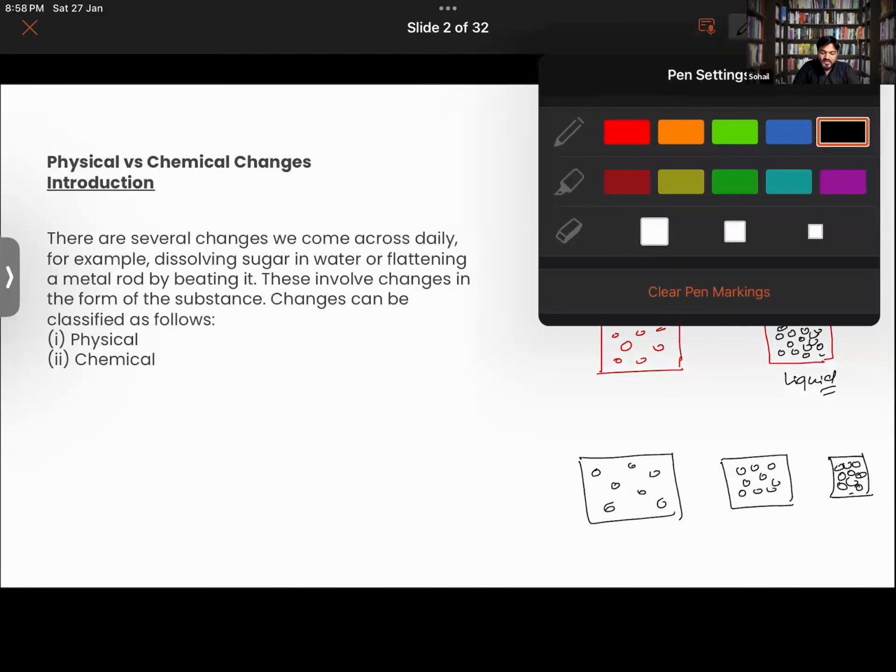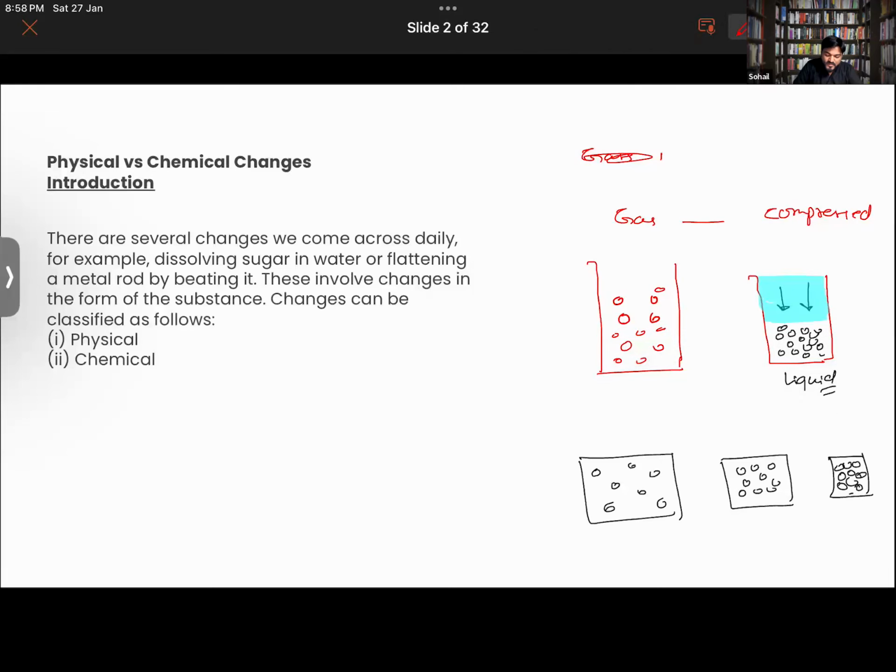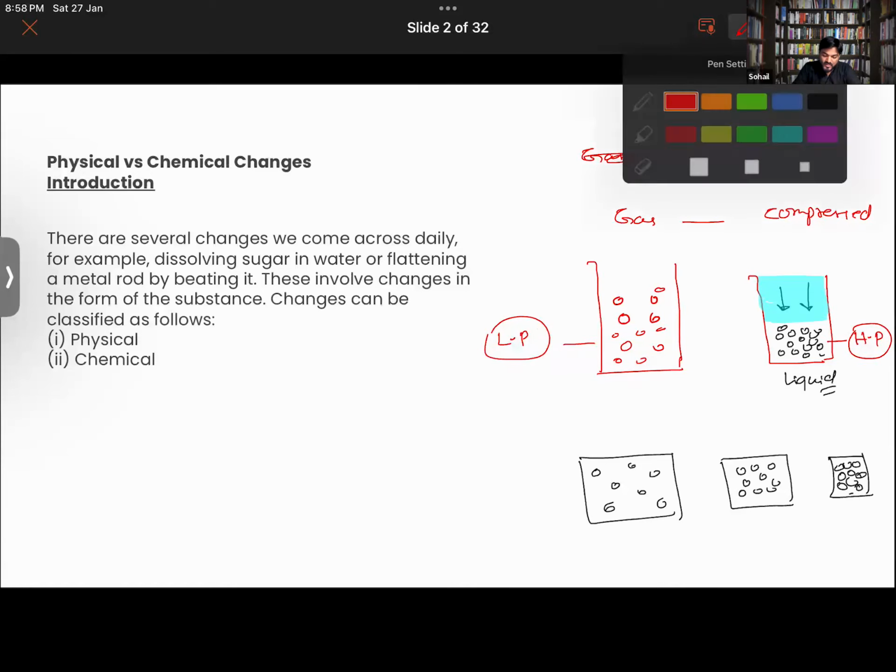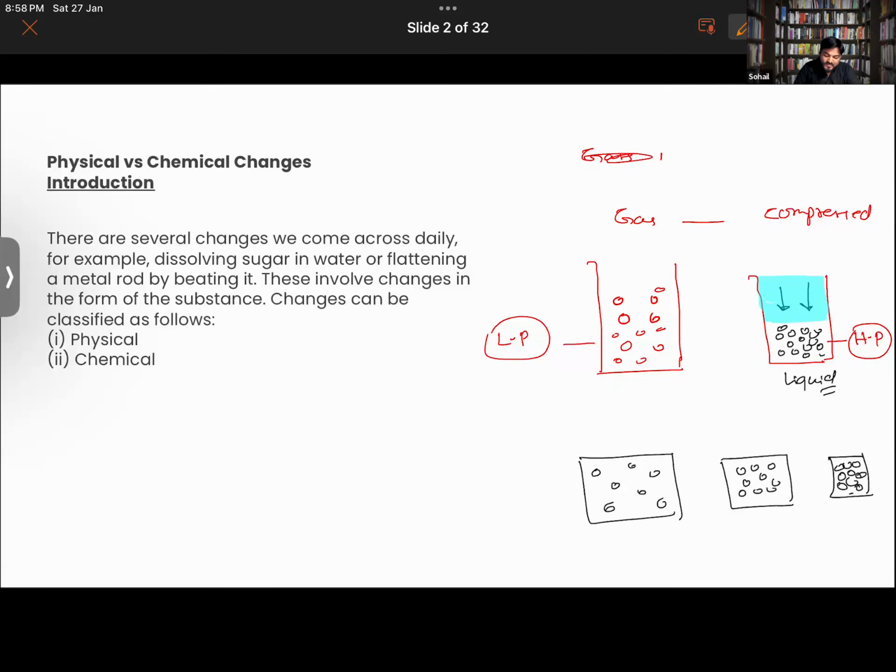Another thing we have observed here is that this is experiencing low pressure because you have not pressurized it, while here you have pressurized it, so they are under high pressure. Is that clear? That is what is happening here. So once you release the weight, the molecules of the liquid will again start to expand and turn back into the gaseous state.